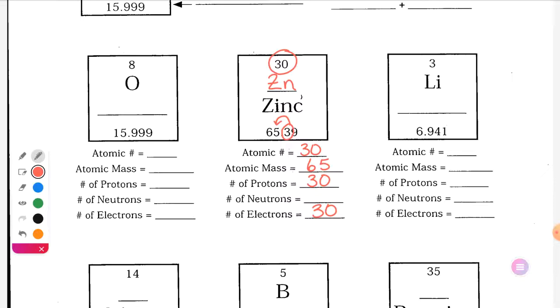What's my simple subtraction problem to find my number of neutrons? Lori? 65 minus 30. Okay, because I know it's protons plus neutrons equals the mass. If I know protons and I know the mass, I can subtract them. That goes back to our little fact families. 65 minus 30 is what? 35. Good job.